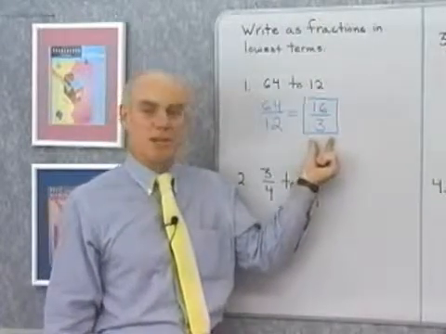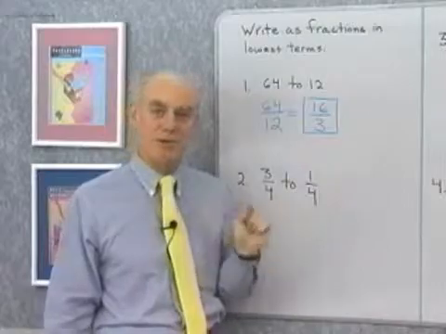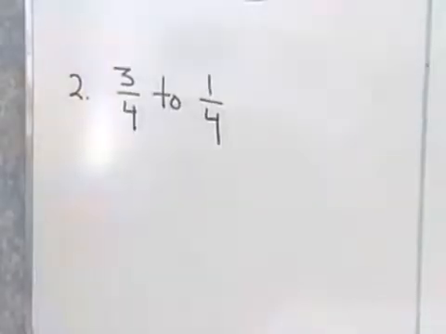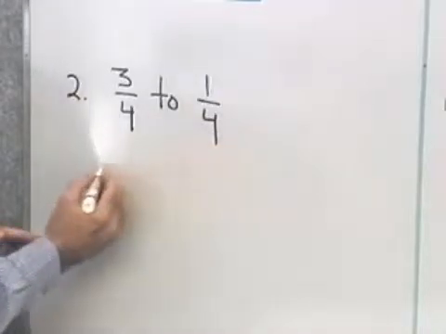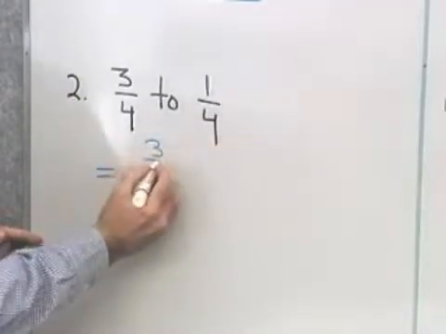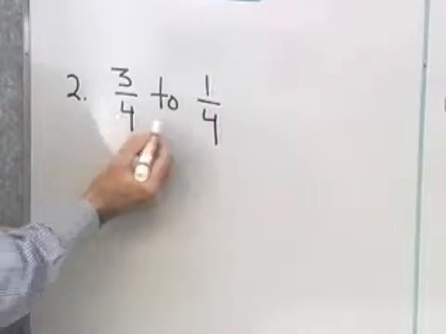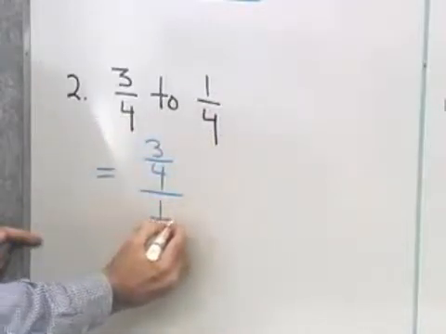Now what we want to do is look at a second problem that involves the ratio of two fractions. So I have 3/4 to 1/4. I want to write that ratio as a fraction in lowest terms. Well, this is the same as 3/4. That will be in the numerator, and then that number will be in the denominator.